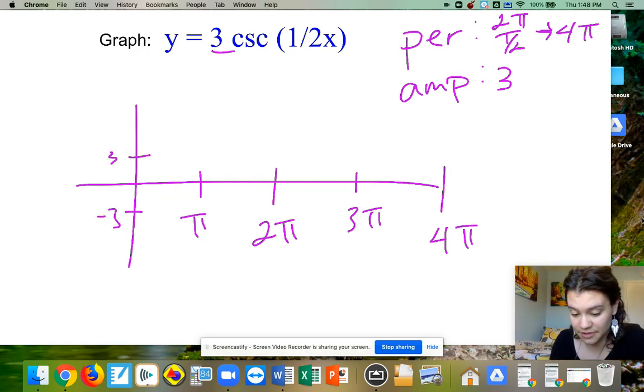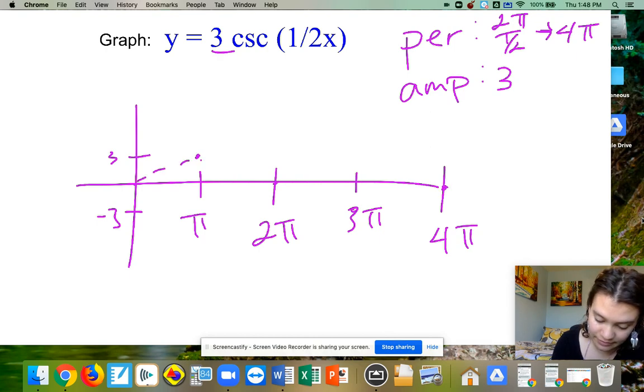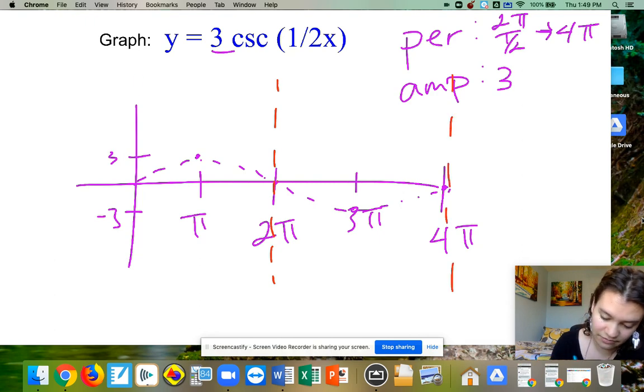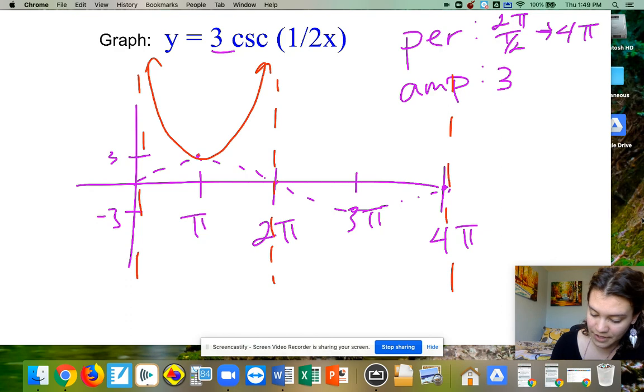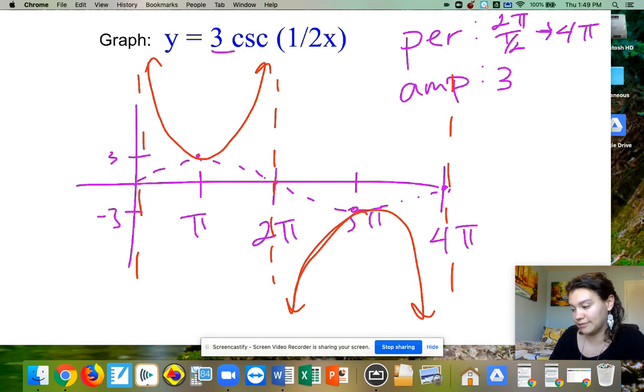And then I always start by sketching in sine because cosecant goes with sine. So the sine would start at 0, go to the max, 0, min, and 0 again. And then to graph the cosecant, anywhere you see 0, that's going to be one of your asymptotes. So you can draw in the asymptotes. And then any peak of your sine is going to give you the right side up u. Any minimum or valley is going to give you your upside down u. And then there's your graph.